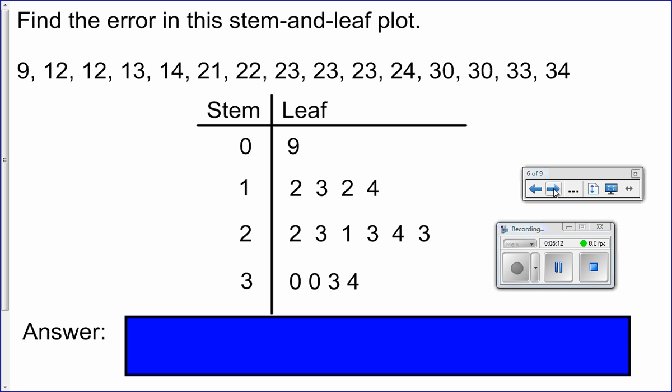I'm going to leave this to you at home to try out. Find the error in this stem and leaf plot. So just like with the previous example, make sure that you go through the list number by number. And when you feel that you've found the error, you can move on with this video. And again, this is one of the activities that we're going to talk about in class tomorrow. So pause the video now and see if you can find the error.